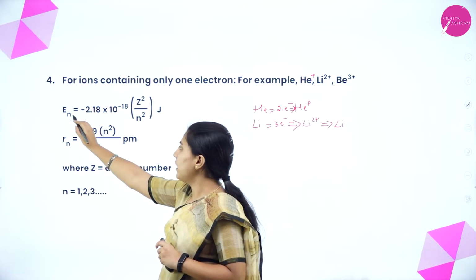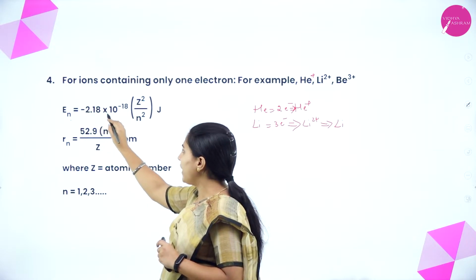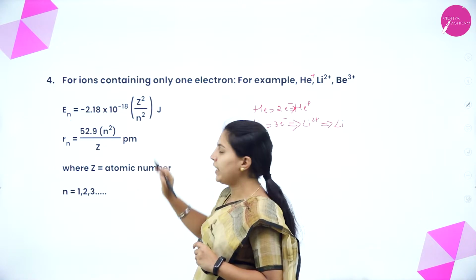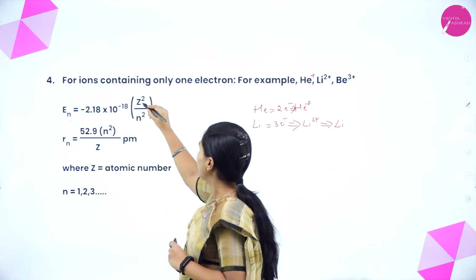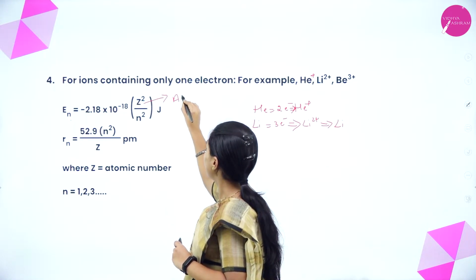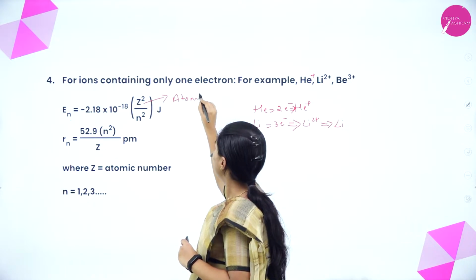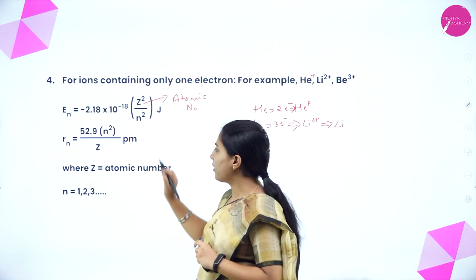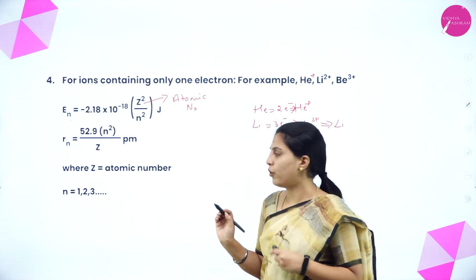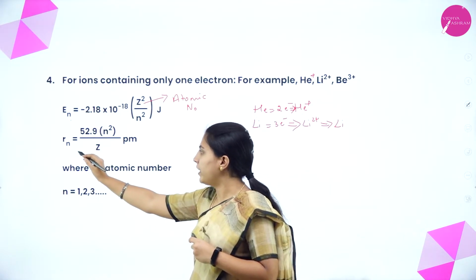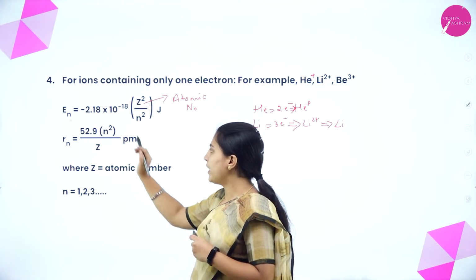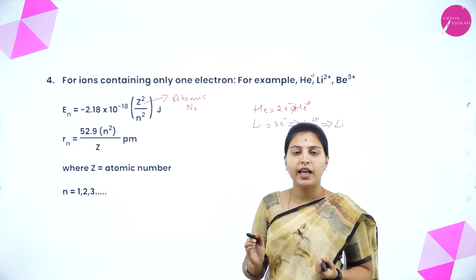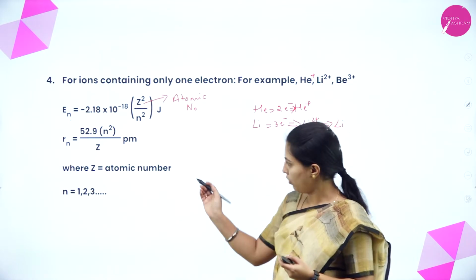The energy equals minus 2.18 into 10 to the power of minus 18 into Z square by n square. Here Z is the atomic number, and n is the number of the orbit. The radius equals 52.9 into n square by Z pm, where Z is the atomic number and n equals 1, 2 or 3.